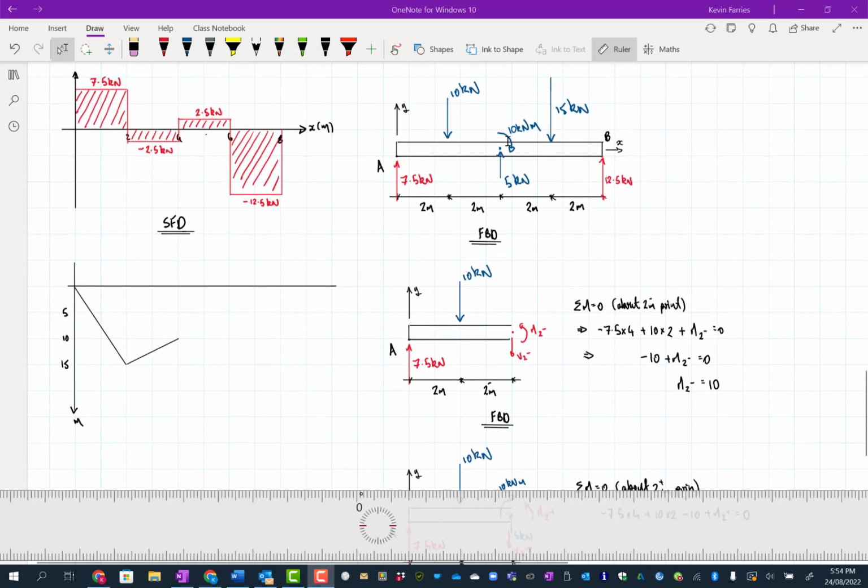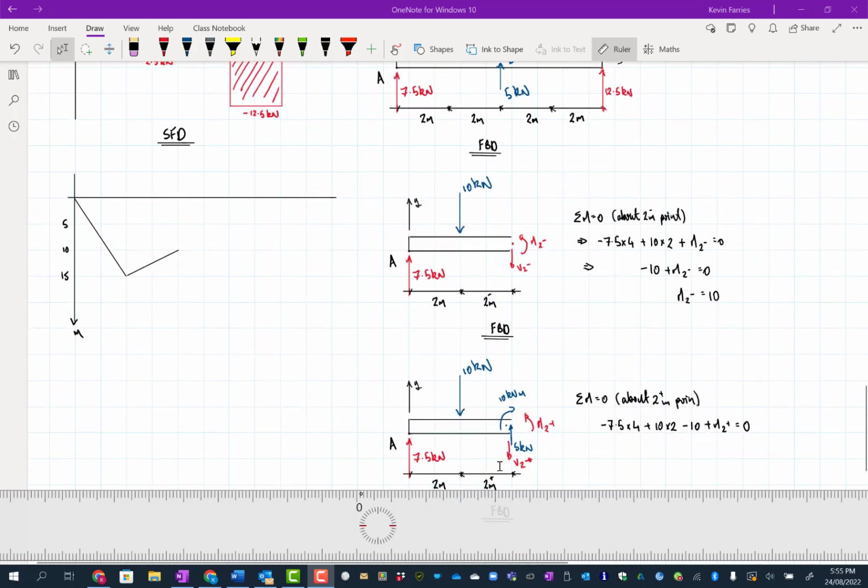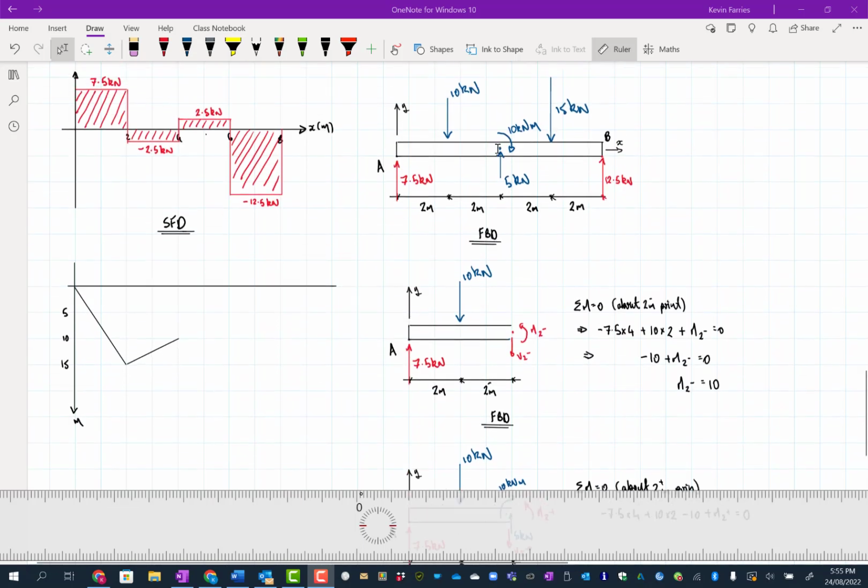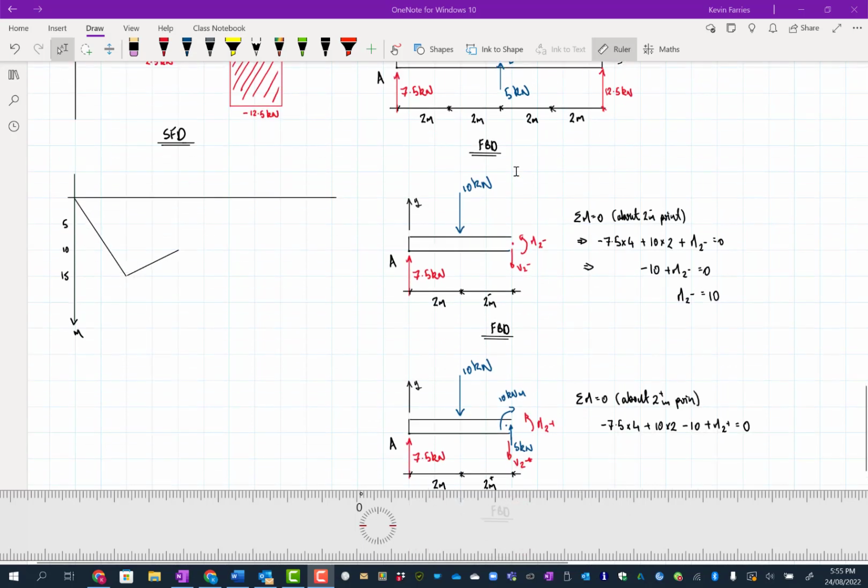So we're just trying to figure out what this little concentrated moment does to the moment diagram. Going back to the sledgehammer, I'm just taking sections just on each side of that. So I'm taking one section at just less than 4 meters and another section at just more than 4 meters, and we're seeing what happens to the internal moment as we go across that point. So let me just keep looking at that.